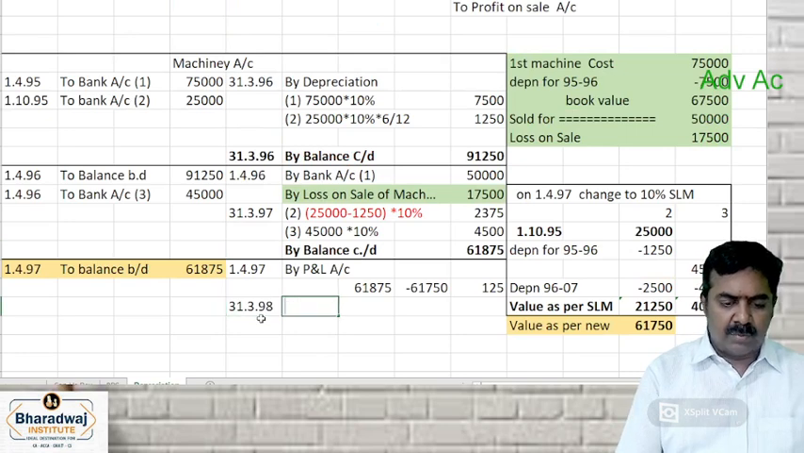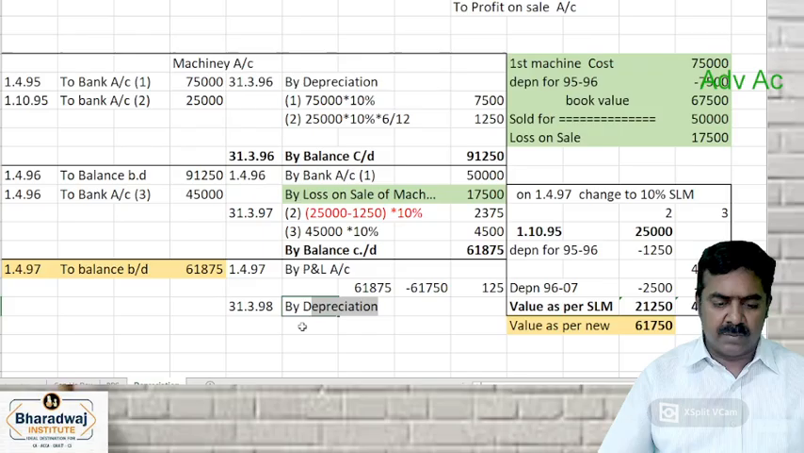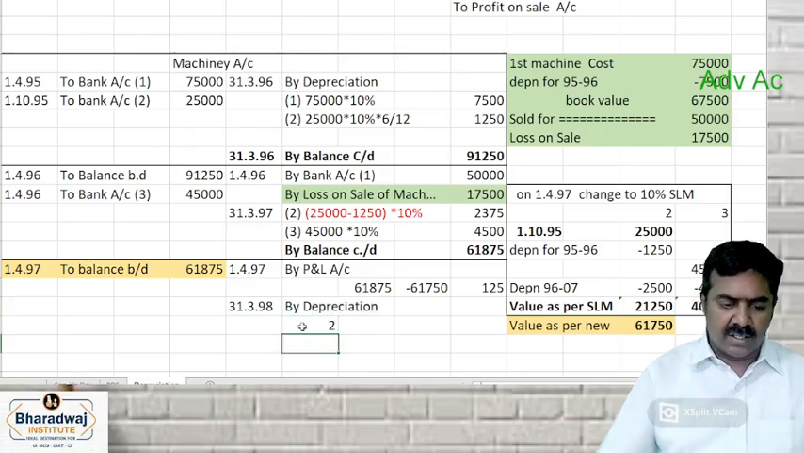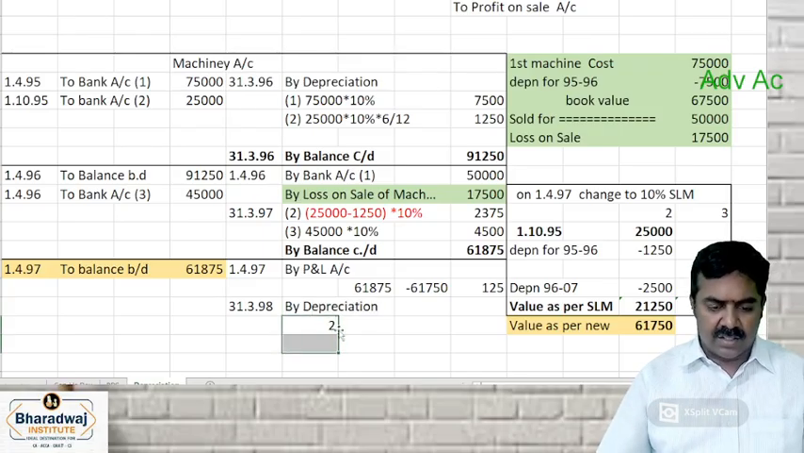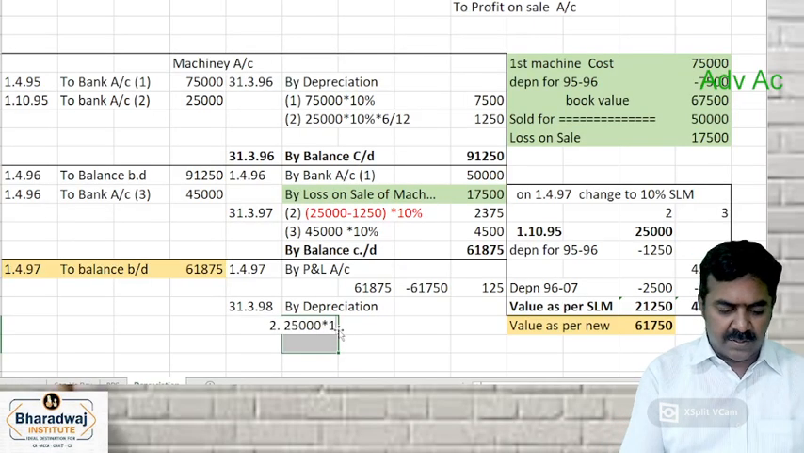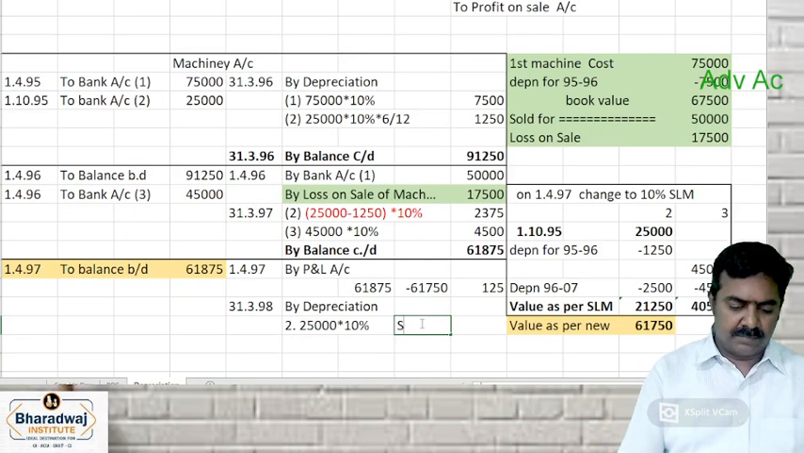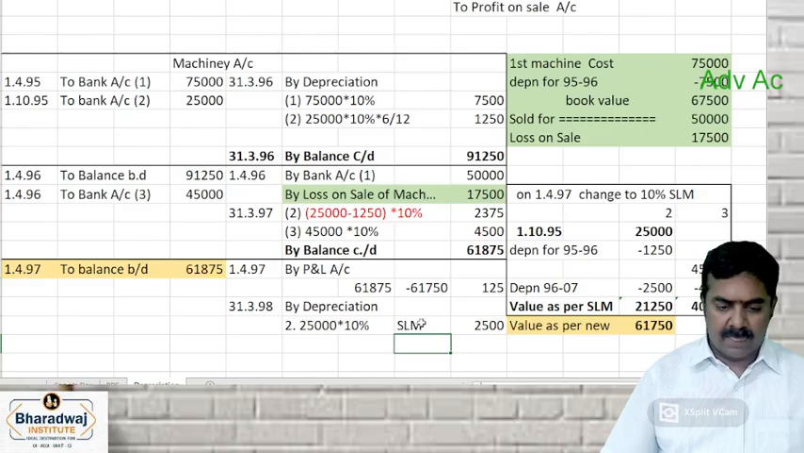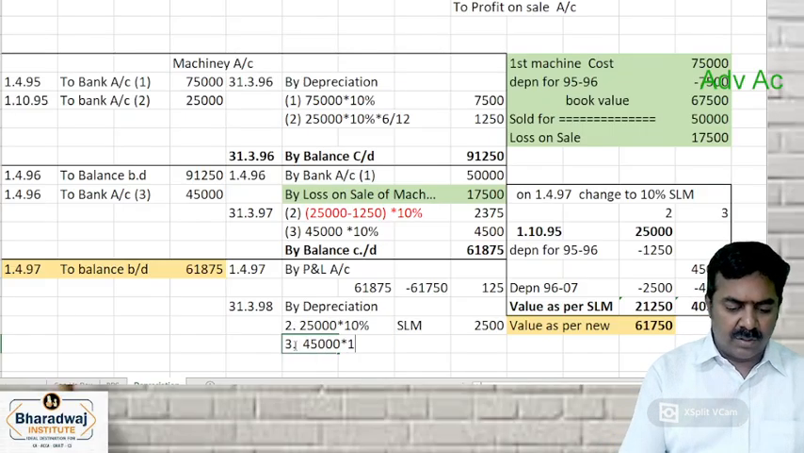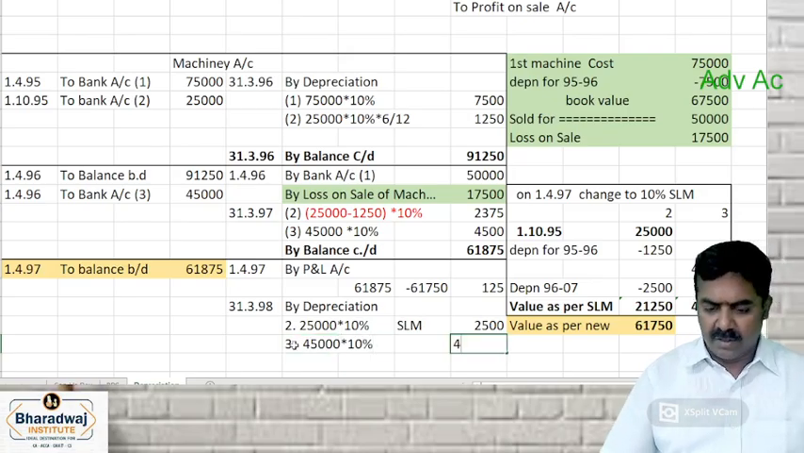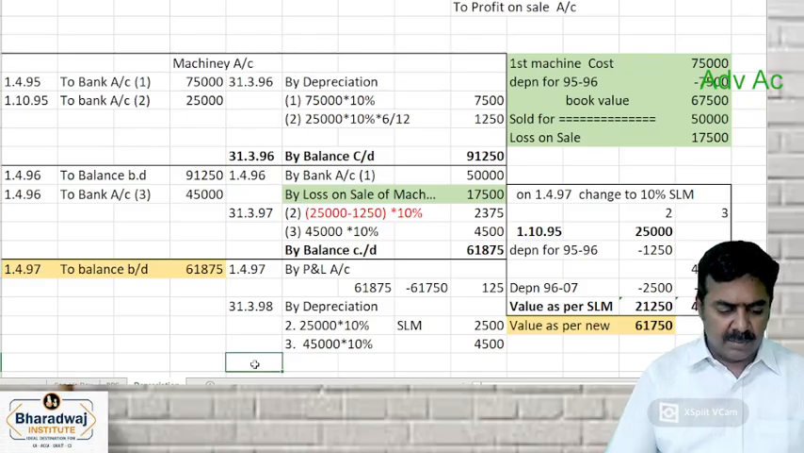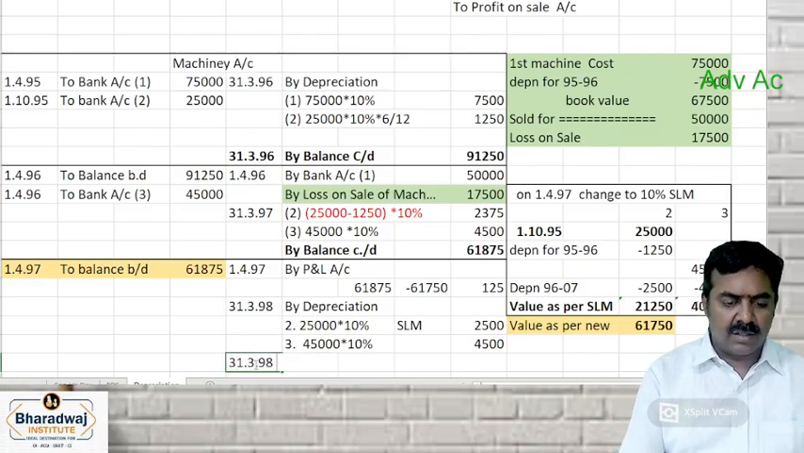Next, at the end of the year, 31,398, we will provide depreciation as per the new method. Which machines are with us? The second machine and the third machine. What is the value of the second machine? 25,000 into how much percent? 10%. Why? Because SLM. Which method are we in? SLM. What is the value of the third machine? 45,000 into what percentage? 10% SLM, 4,500. If you tally, it is 31,398. We will get the balance carried on.